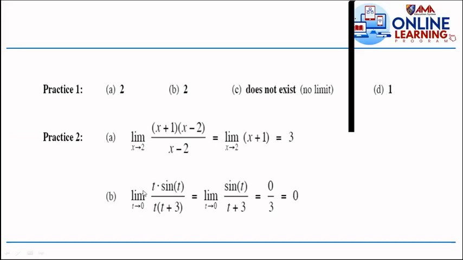Okay? Sa letter B naman, gagawin natin, ipapaktor natin yung t squared plus 3t. Ito na yung common factor nila. t at saka t, we're going to cancel. What's left? sin t all over t plus 3. So, hindi pa rin siya naging 0, no? There's 0 plus 3, the answer is 3 pa rin. Pero 0 divided by 3, the answer is 0.